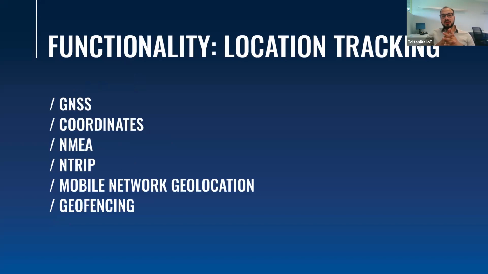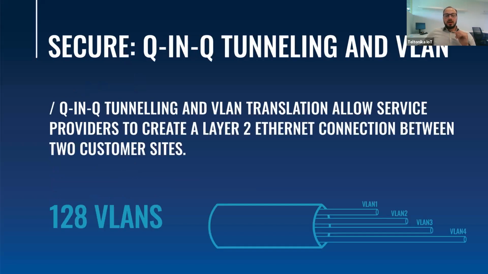Some of our products have location tracking functionality, which is very important in security business and in public transport solutions. Our operating system supports GNSS, mobile network geolocation, and even geofencing, which gives you a chance to set up a secure area. And when the router leaves this area, you get a notification by SMS or email.